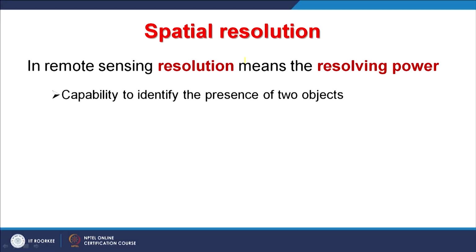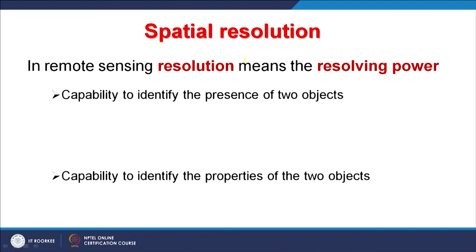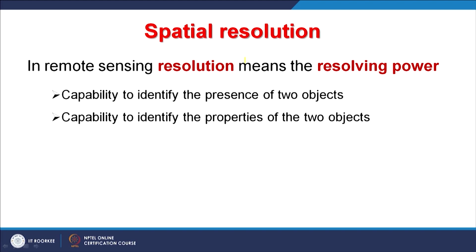So, in remote sensing, spatial resolution means the resolving power, which is the capability to identify the presence of 2 objects. Sometimes the image might be of a coarser resolution, but if 2 adjacent objects have very contrasting characteristics, still these can be identified. So, one has to also look from that direction, and I will give you an example.